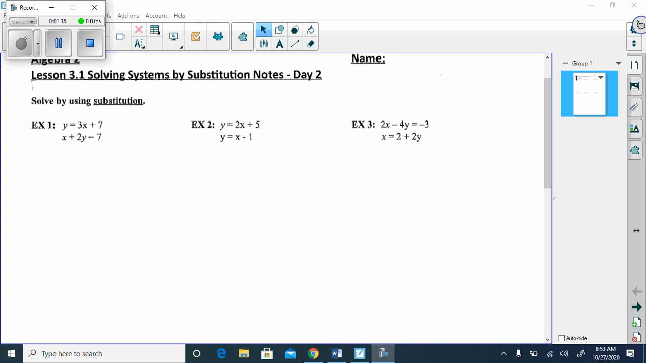Same thing here. You can have one coordinate point. So you could have some coordinate point, x, y. You could have no solution. Or you could have infinitely many solutions.